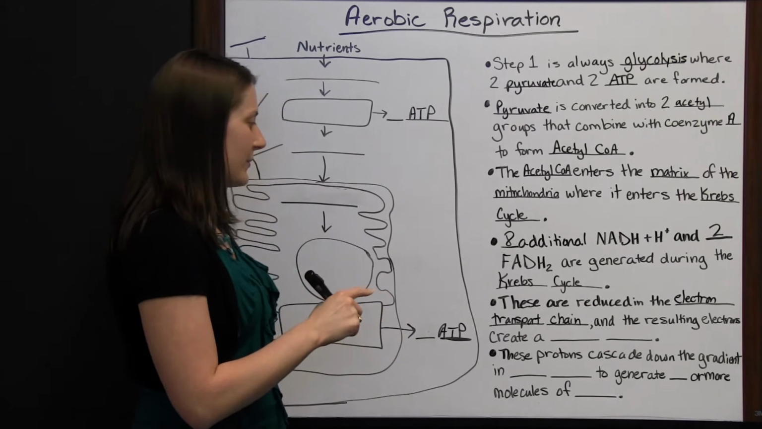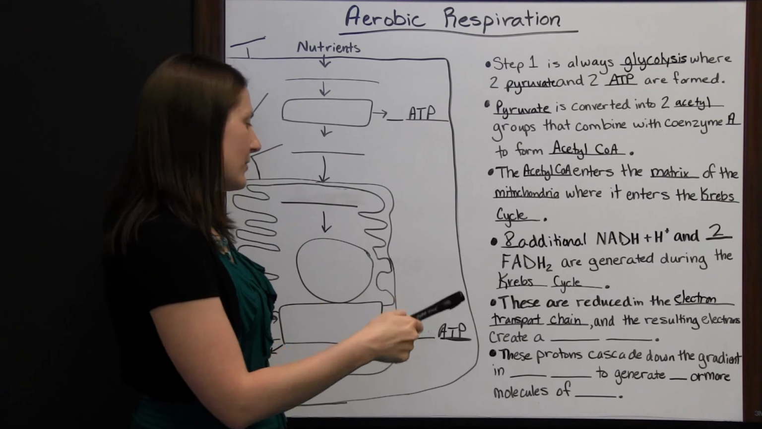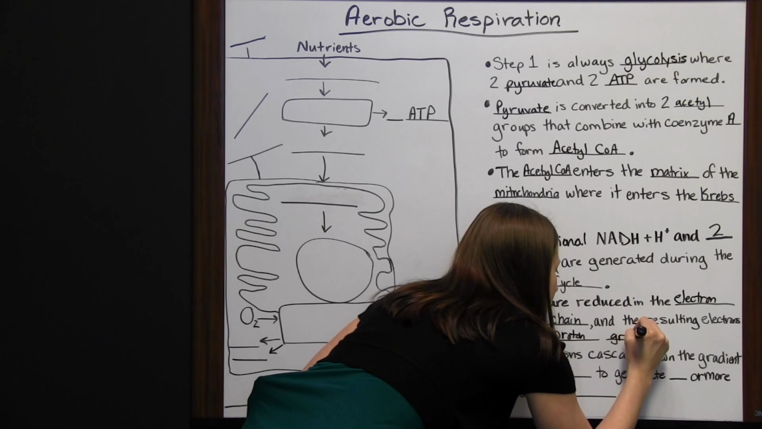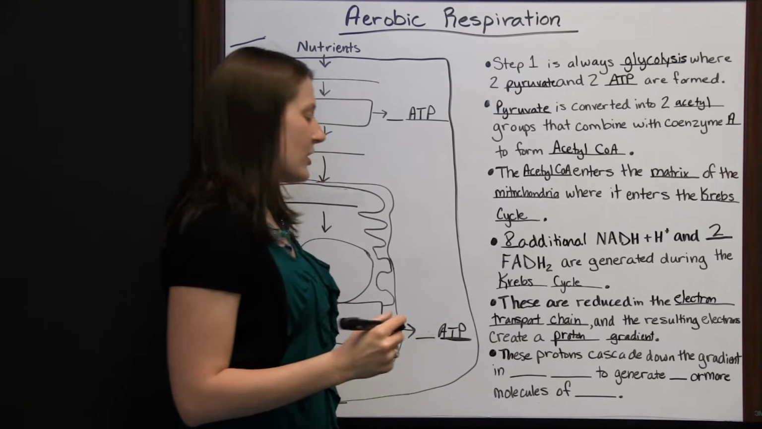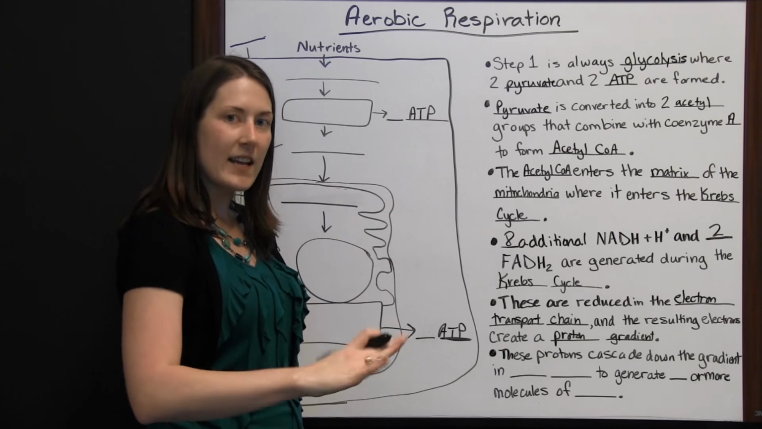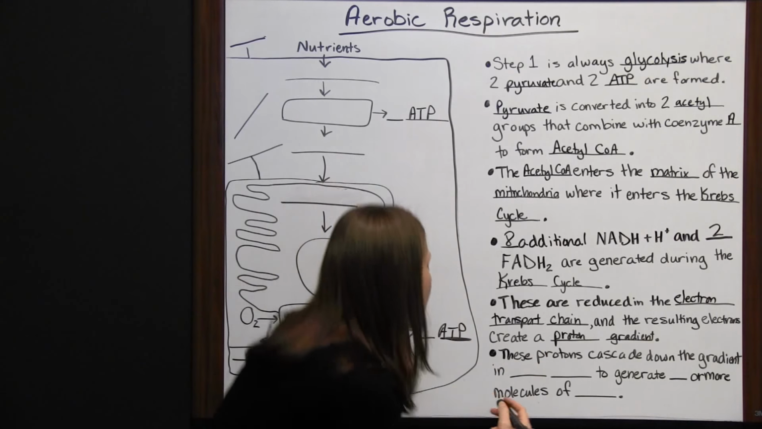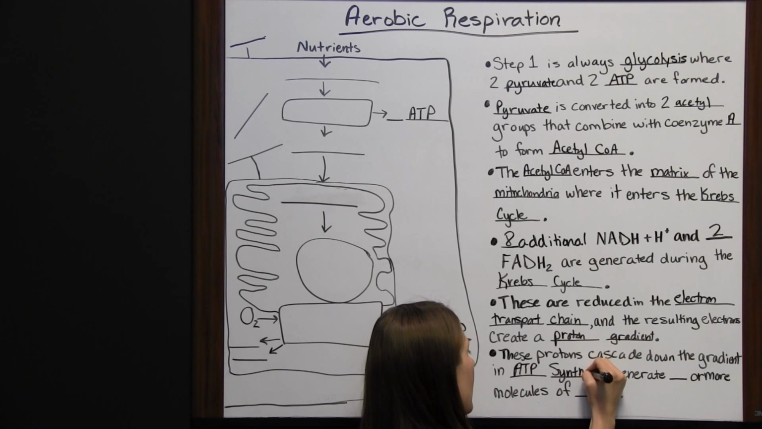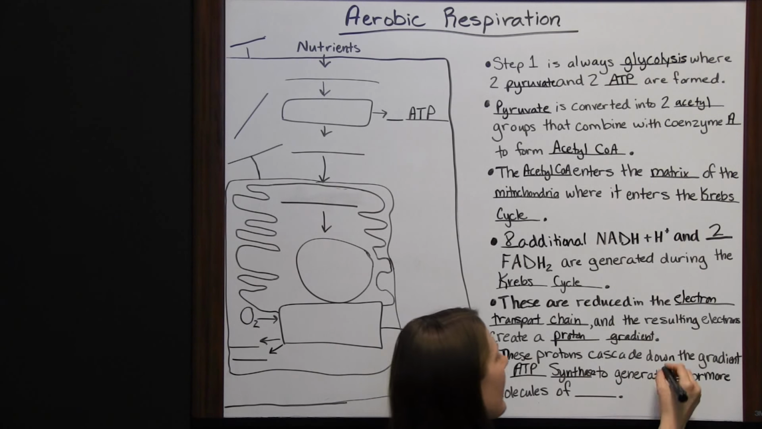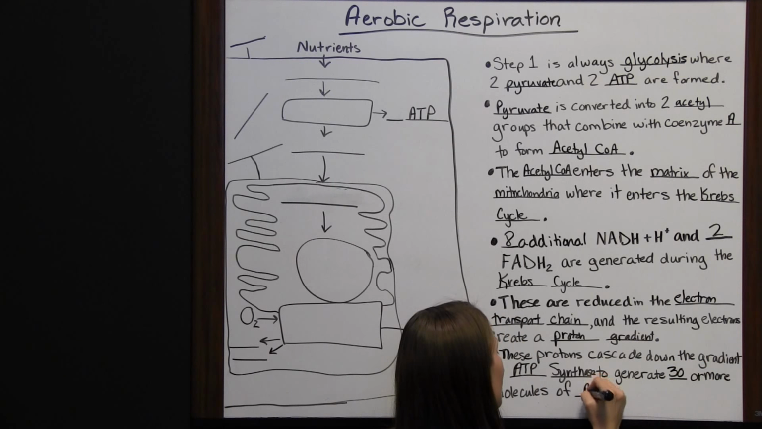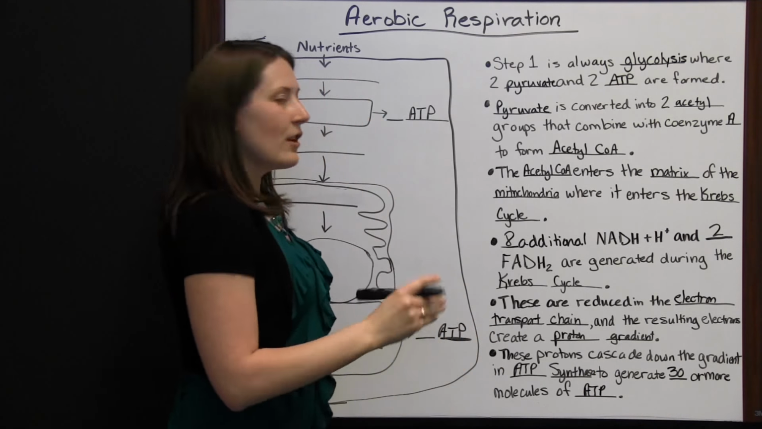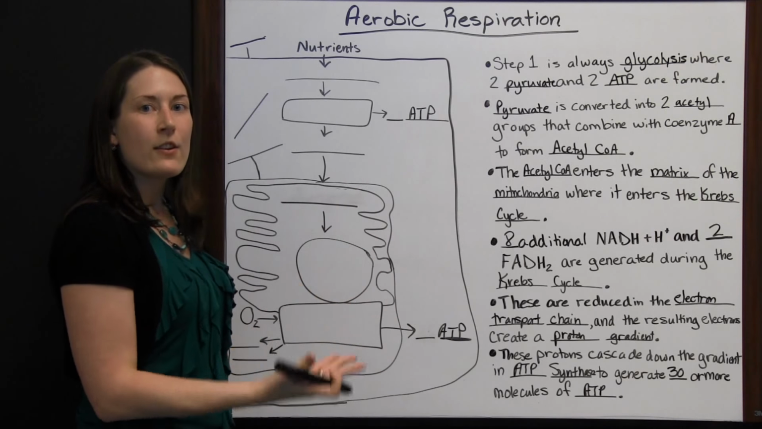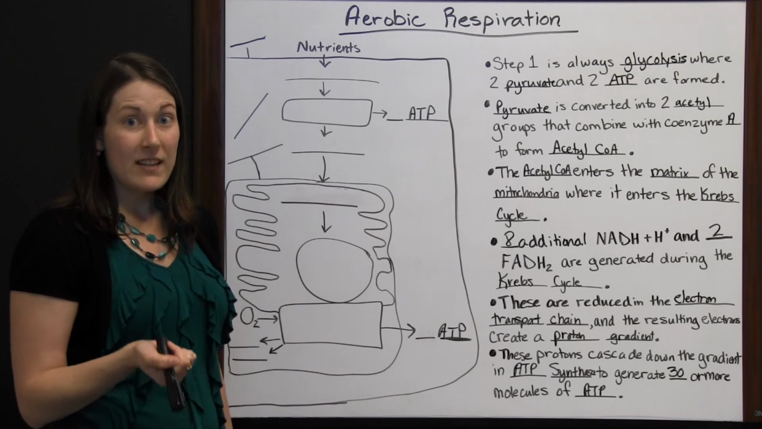So, electron transport chain, these are reduced, and the resulting electrons create a proton gradient. And these protons kind of cascade down the gradient, and as they do that, in ATP synthase, they generate 30 or more molecules of ATP. So just imagine those protons cascading down, and as they slowly fall down, they're generating energy, and it can be 30 or more molecules of ATP that are generated.